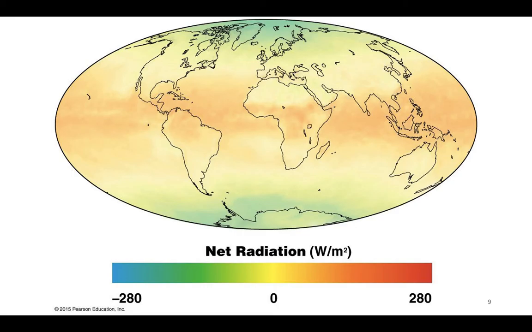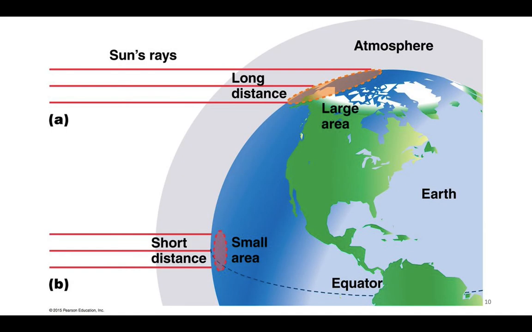Now, hopefully you can see some kind of pattern here where there is a lot of net radiation across the equator and lower net radiation at the poles. Now spend a minute or two and think about why that might be.